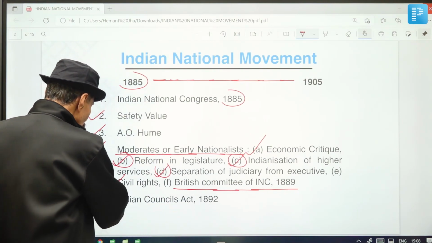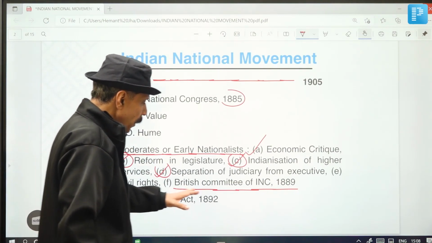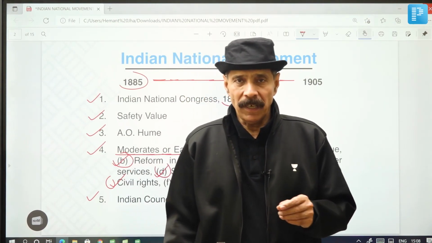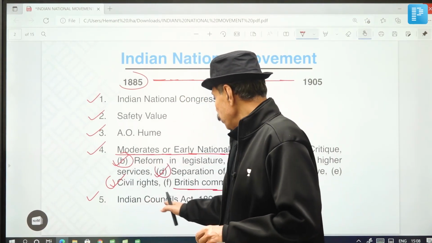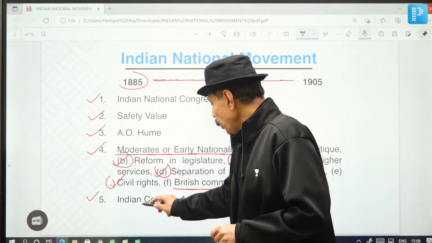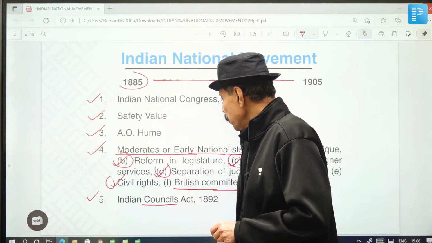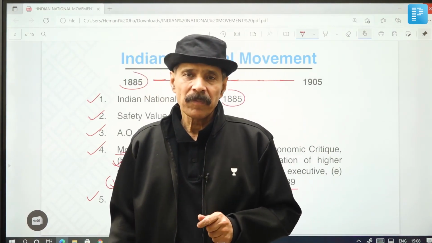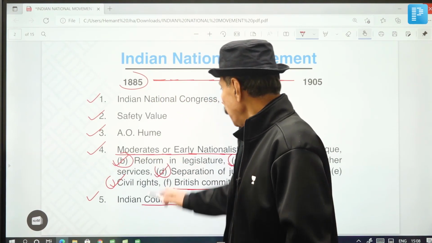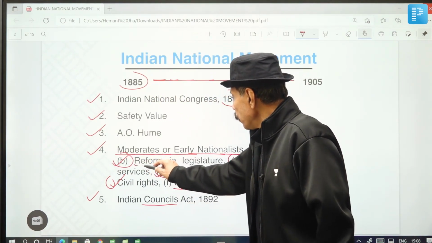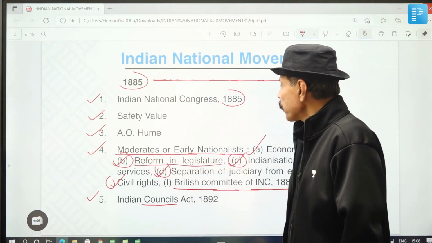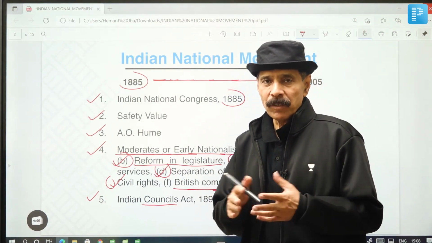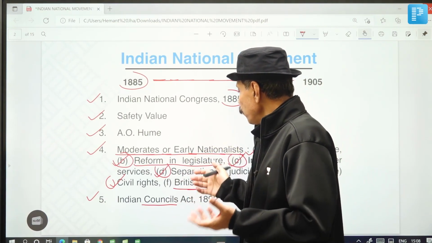And the last point, number 5, is the Indian Councils Act, 1892. The British government passed an act, the Indian Councils Act 1892, known as the Councils Act because it had a legislature-centric provision, and the moderates or the early nationalists focused on reform in the legislature. So the enactment of this act was because of the pressure of the moderates.